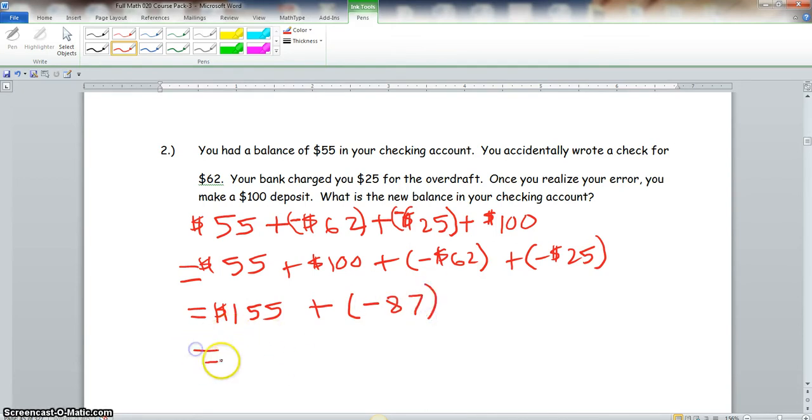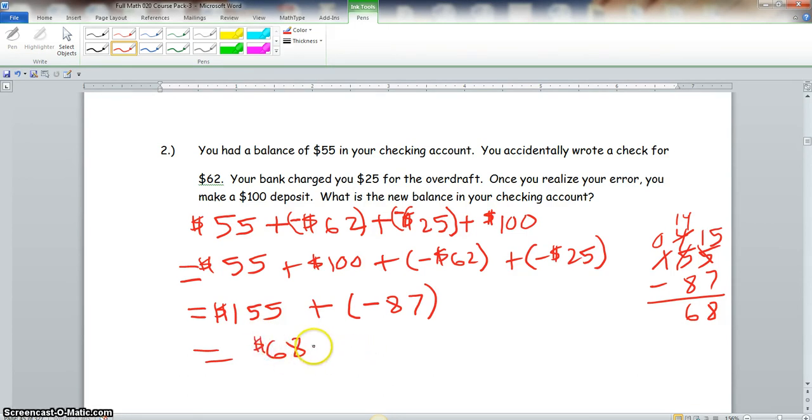So now we would take this 155 minus 87. Now we have to borrow 1 from this 5. It gives us a 4, and this 5 becomes 15. 15 minus 7 is 8, and we know we cannot take 8 from 4, so we will borrow 1 from this 1, and this 4 will become 14. 14 minus 8 is 6, and you know we have our 0 here. So our answer here would be $68.